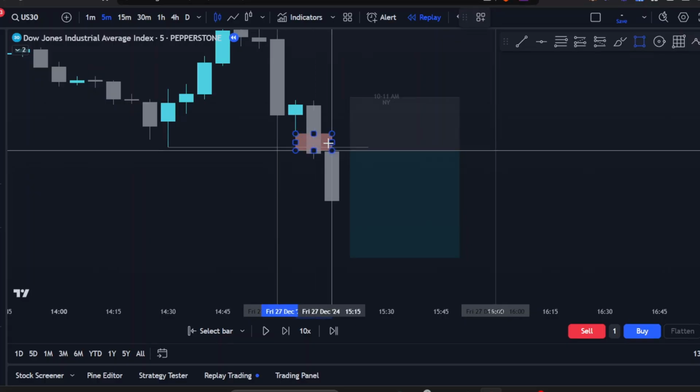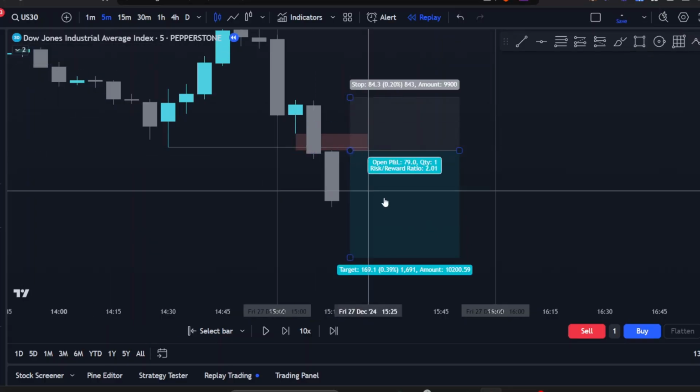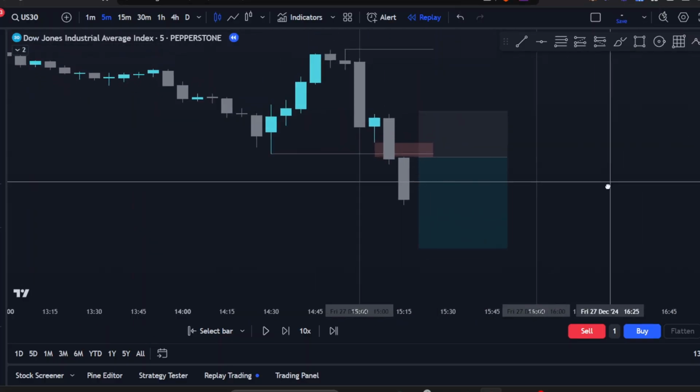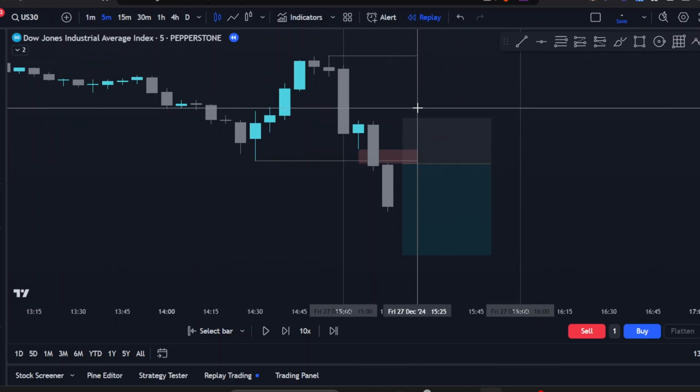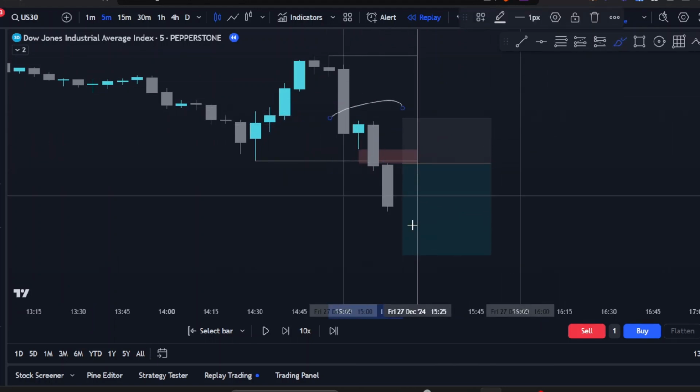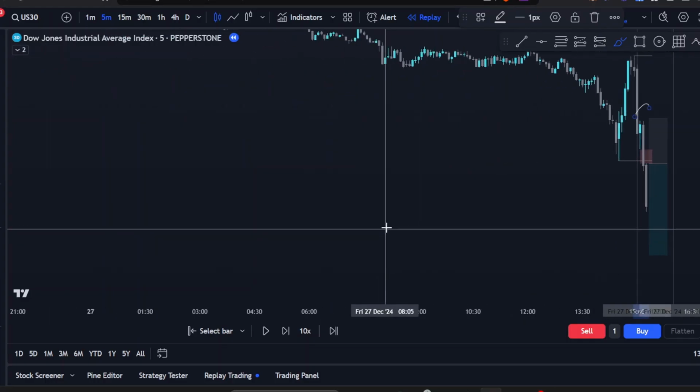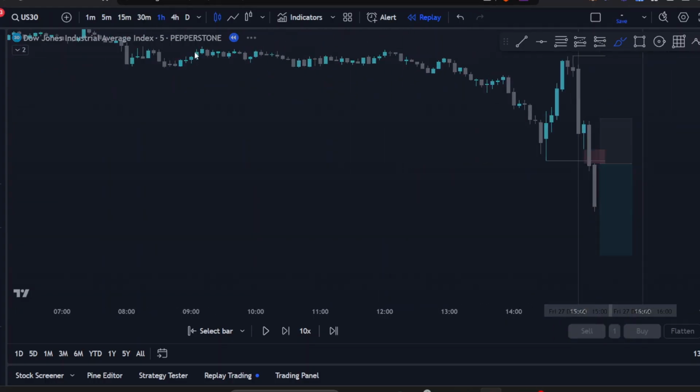So let's highlight this inefficiency right here. And all we're simply going to be doing is taking our entry at the open of that fair value gap, stops above this high right here, and then we're going to target a 1 to 2. Now you can have extended targets.